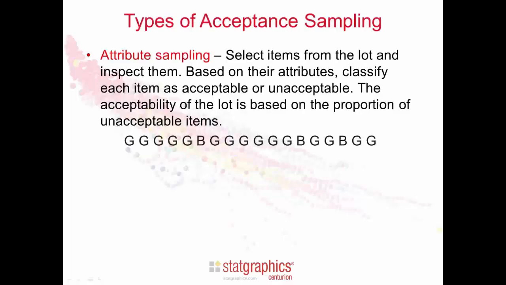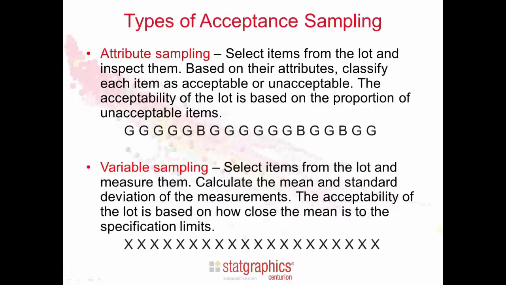There are different types of acceptance sampling, and we'll be looking at 2 basic types. The first type is attribute sampling. In attribute sampling, you select items from the lot and inspect them. You don't measure anything, but you examine the items, and based upon that examination, classify each item as acceptable or unacceptable, good or bad. In that case, the acceptability of the lot is based on the proportion of unacceptable items in the sample.